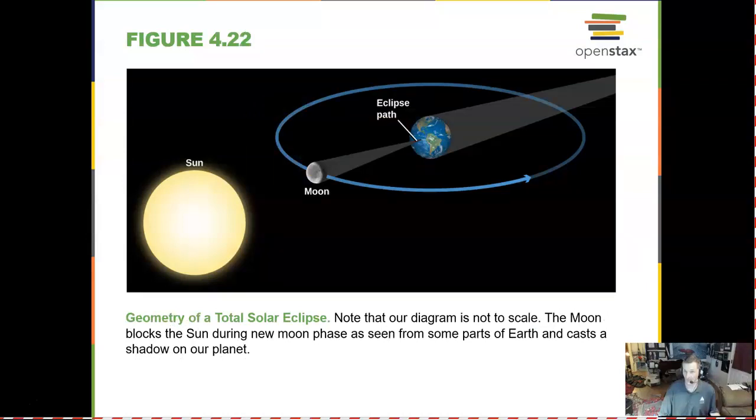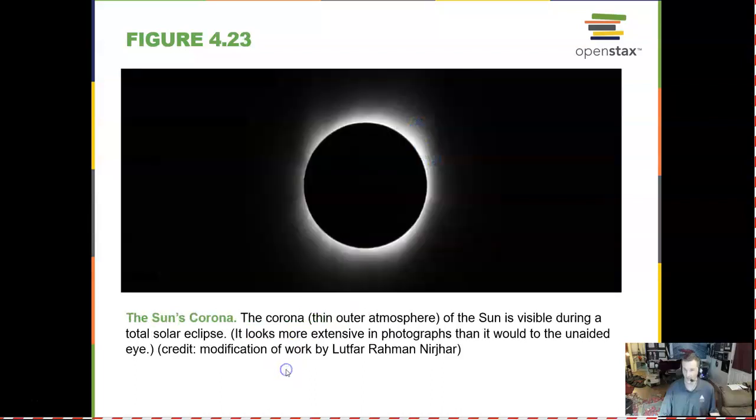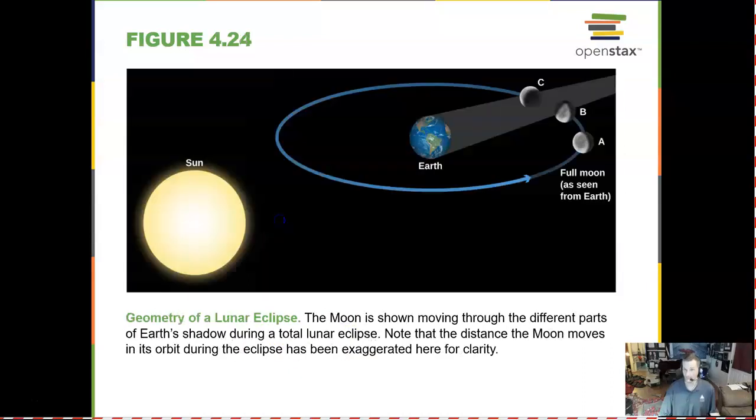In the geometry of a total solar eclipse, which I saw in 2017 in Missouri, this diagram not to scale, but a little bit of a shadow from the Moon hits the Earth, maybe 120 miles in diameter. And under that shadow, we see the total solar eclipse, like we see in this picture. In a lunar eclipse, the Moon goes through the shadow cast by the Earth out into space and turns a dark red.